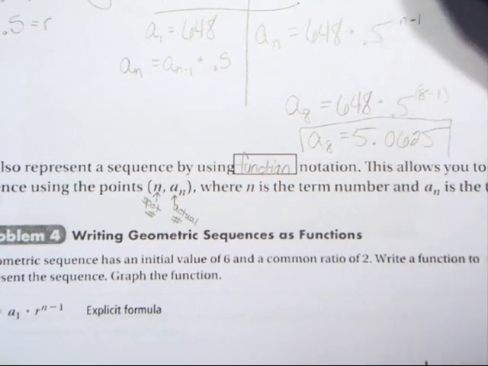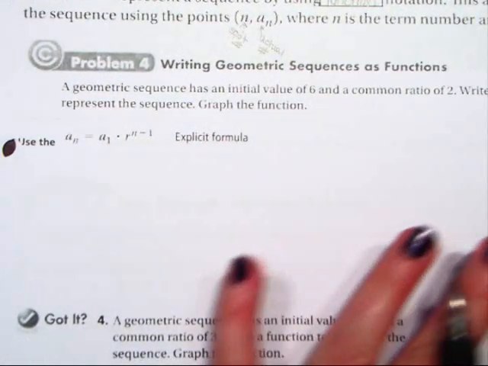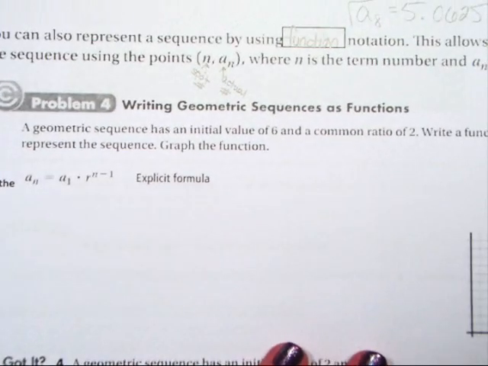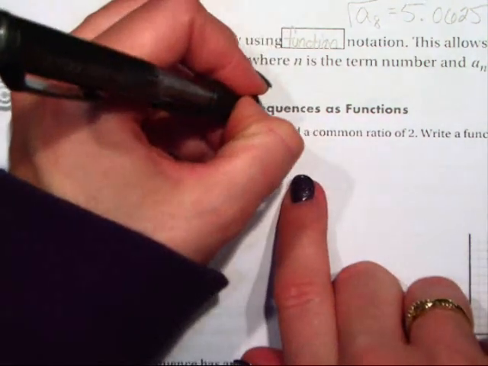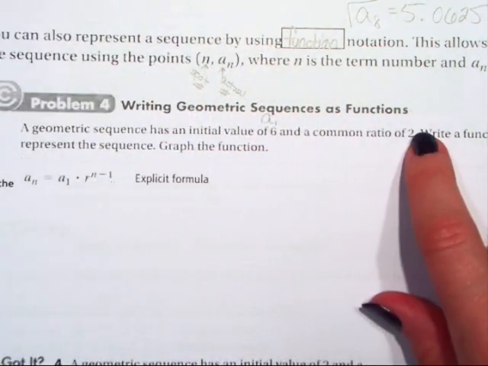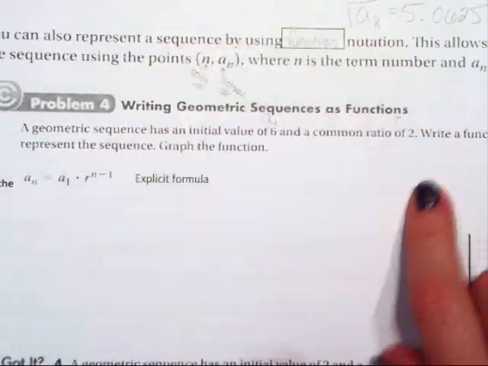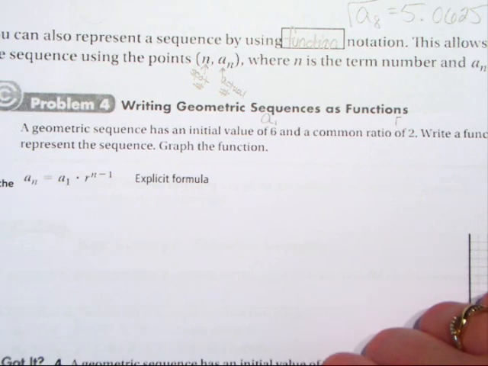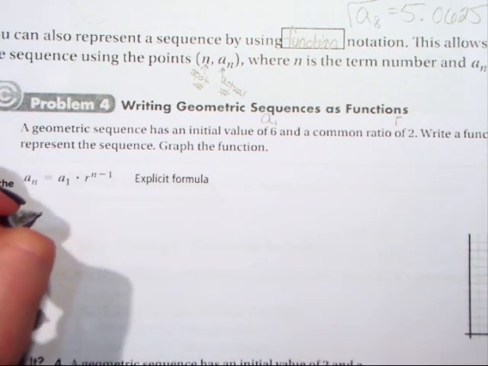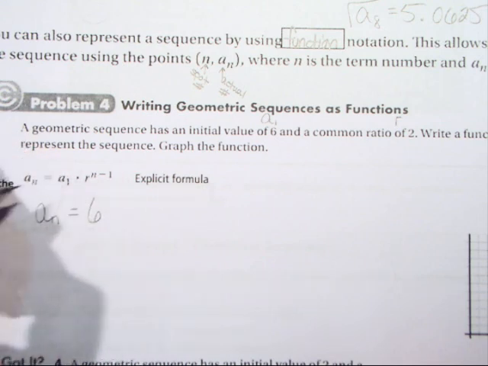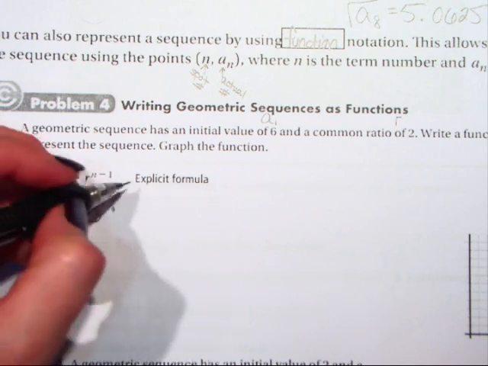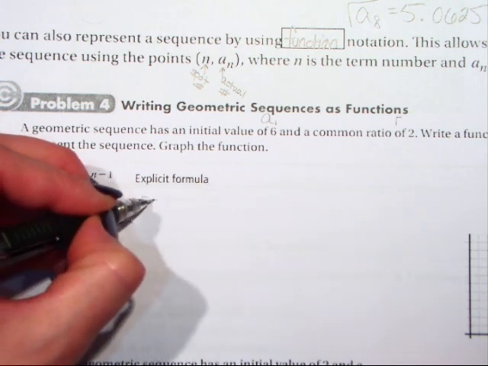Let's try this. Let's try graphing. Okay. A geometric sequence has an initial value of 6, that's A1, and a common ratio of 2, that's r. Write the function to represent it and then graph it. So we write a sub n equals my first number 6 times my common ratio 2 to the n minus 1.